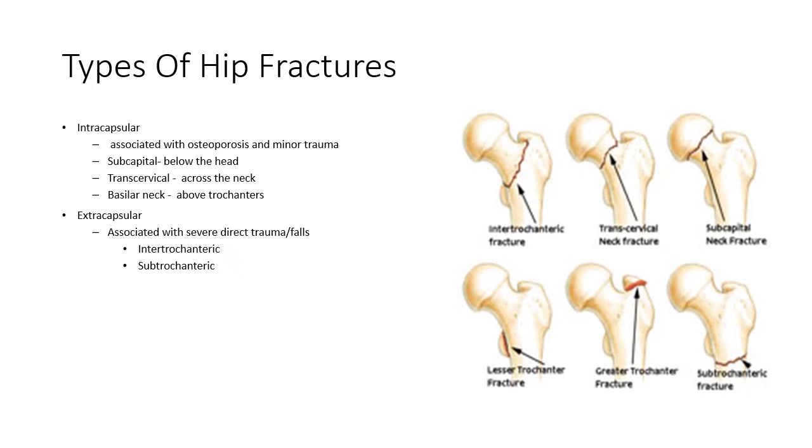Hip fractures are mainly of two types. They are intracapsular fractures and extracapsular fractures. The intracapsular fractures are associated with osteoporosis and minor traumas. You can see the pictures here. They are subcapital fractures, which happen below the head of the femur. Transcervical is the fracture across the neck of the femur, and basilar neck fractures are above the trochanters.